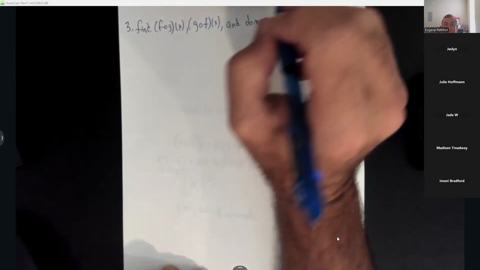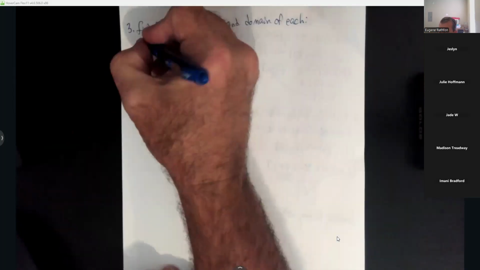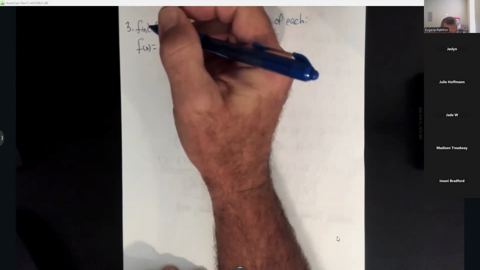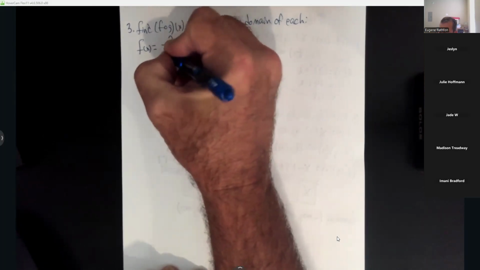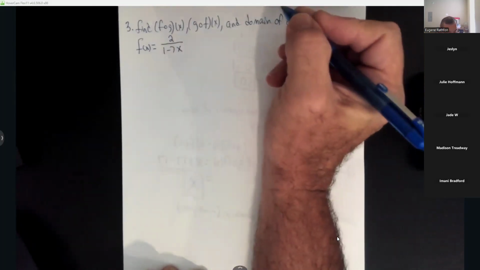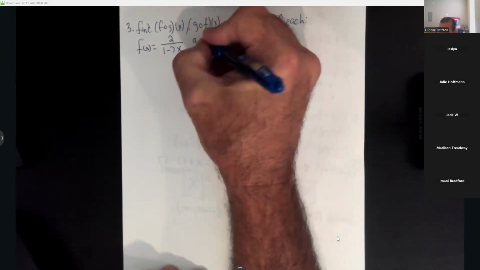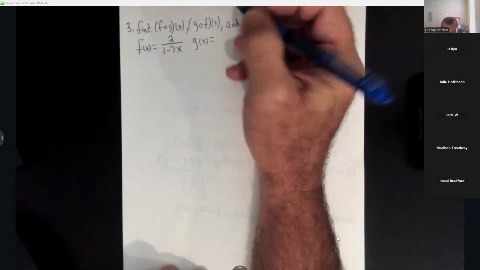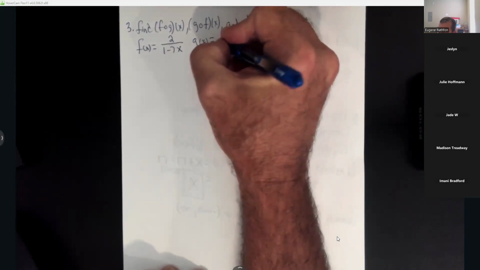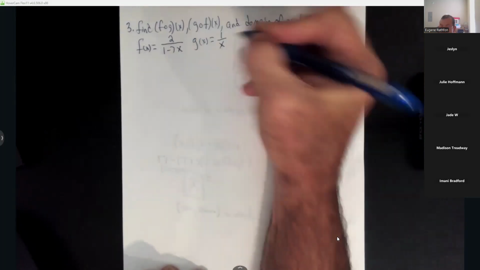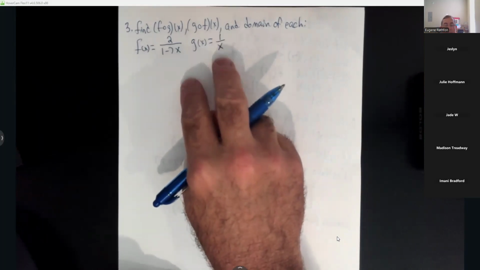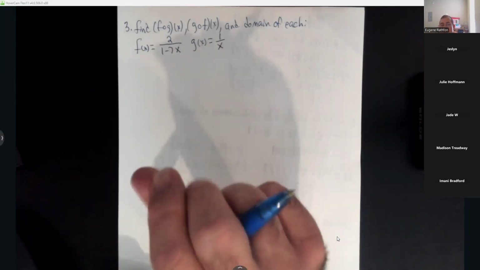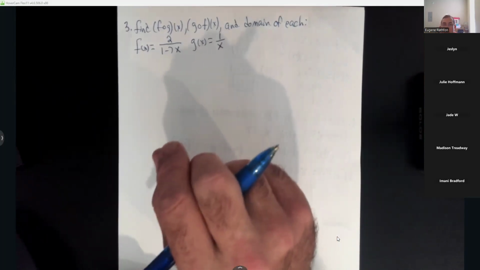All right, y'all, but look what they're giving me this time. They're giving me f of x equals 2 over 1 minus 7x. And then my g of x, they're giving me 1 over x. So we had a homework problem just like this one also. Okay, and we did have places to really worry about the domain on this one.